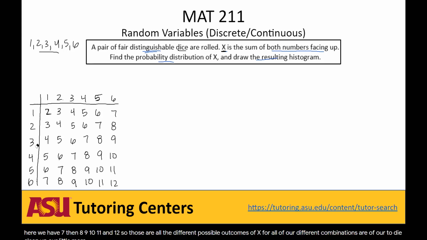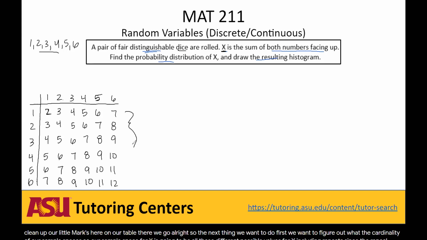Let's clean up our little marks here on our table. All right, the next thing we want to do is figure out the cardinality of our sample space. Our sample space is going to be all these different possible values for X, including repeats, since the repeats are generated from different pairs of values for our two dice. Notice that there are 6 possible outcomes for our first die times 6 possible outcomes for our second die, and that's going to be 36.